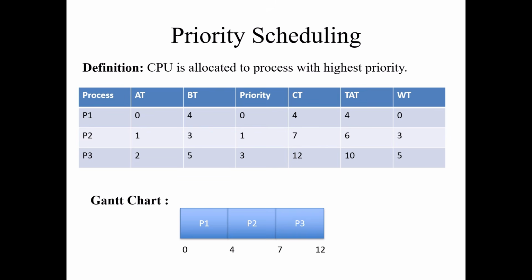At the time of 4, the available processes are P2 and P3. Compare the priority. The smaller the number, the higher the priority. So P2 has the highest priority, so it will be executed from the time 4 to 7. Next, the remaining process P3 is available. So P3 will be executed with the runtime 7 to 12.